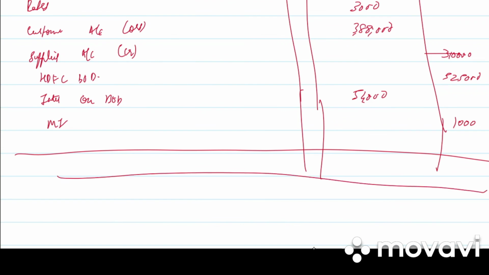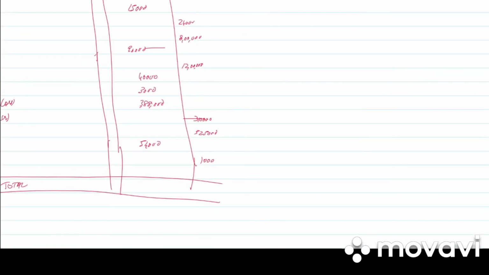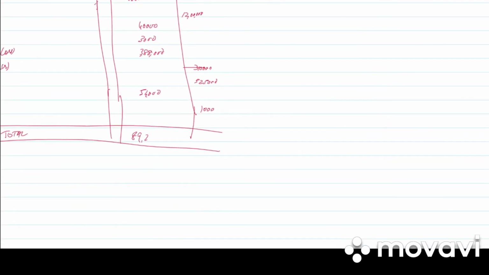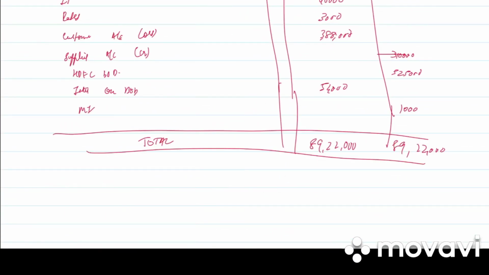Now we need to total the trial balance, and then if there is a difference we will transfer it to the suspense account. So what is the total of credit side? 89,22,000. Debit side is also 89,22,000. That means our trial balance is correct when we redrafted it. So there is no difference in the debit side and credit side, and so a suspense account will not be prepared. Clear? So we are done with this chapter.